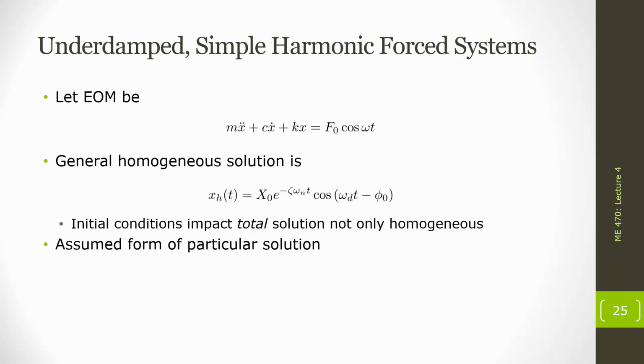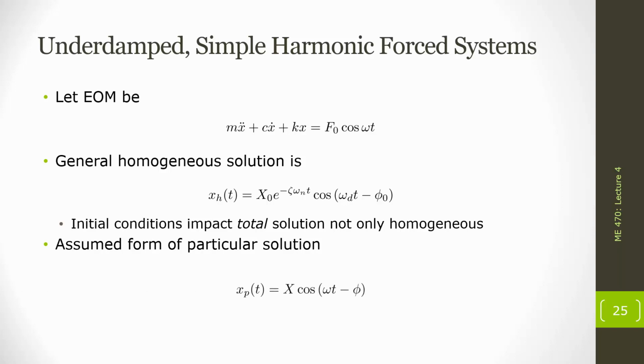And this is going to come from the form of our right-hand side and the left-hand side. So when we have a right-hand side that's just a cosine function, and the left-hand side now has an x double dot and an x dot and an x term, it's a little bit more complex than what we saw when we had no damping, where our particular solution just was a cosine function. Now, because we have that x dot term, it's going to be a cosine function plus a sine function.